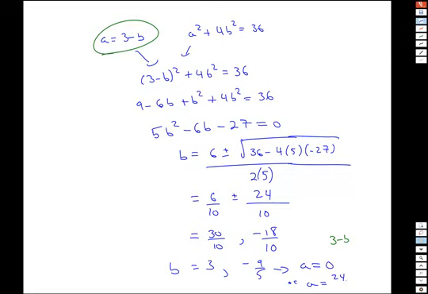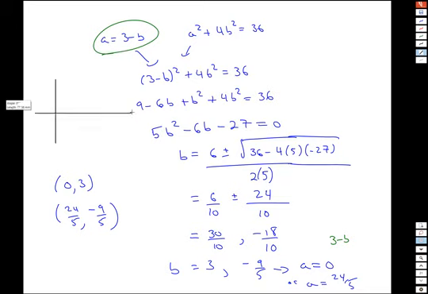24 over 5. So the 2 points would be 0, 3, and 24 over 5 minus 9 over 5. And those do make sense, thank goodness. Draw our ellipse here. Here's the point 12, 3.